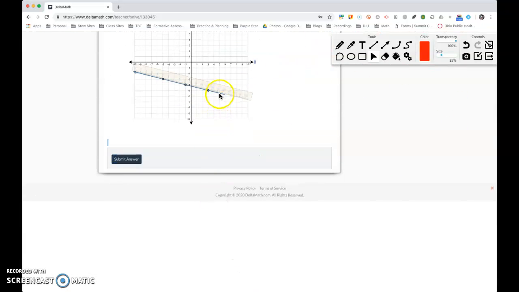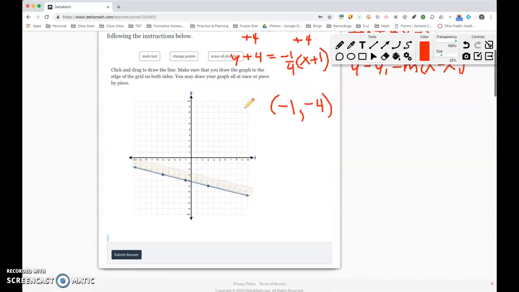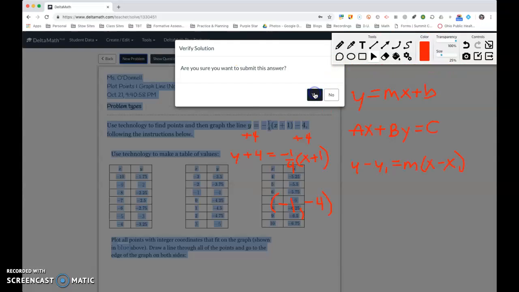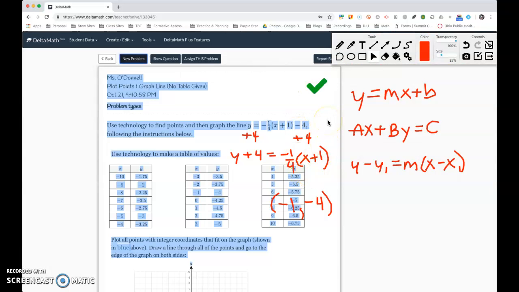Whoops, my computer is not cooperating. All right, so I've got my line drawn, and I'm going to submit. Yes, submit, and Delta Math liked it. So that's how you plot points and graph a line without a table. You can either make a table or you can recognize the key features from the different forms, and use that to help you graph more quickly.